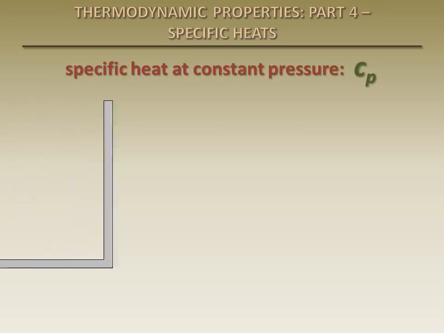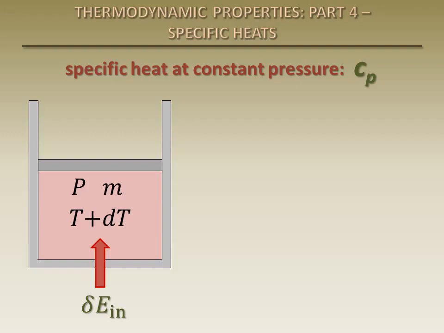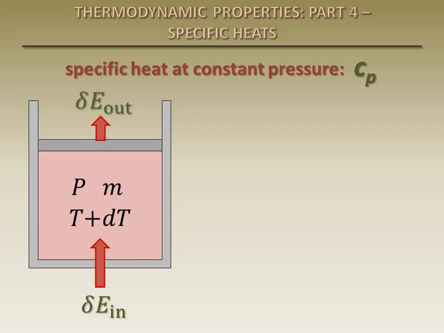Consider a cylindrical vessel containing a fixed mass of some substance. A piston rests on the substance such that it is at some constant pressure P. Just like in the previous case, we add some differential amount of energy to the substance such that its temperature increases by a differential amount, dT. However, in this case, the substance expands and the volume increases while the pressure remains constant. Therefore, some energy is transferred out of the system as the substance expands and pushes the piston.